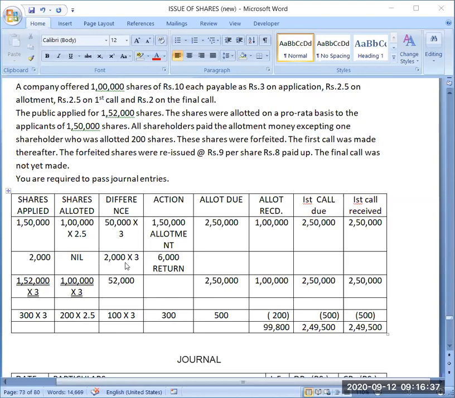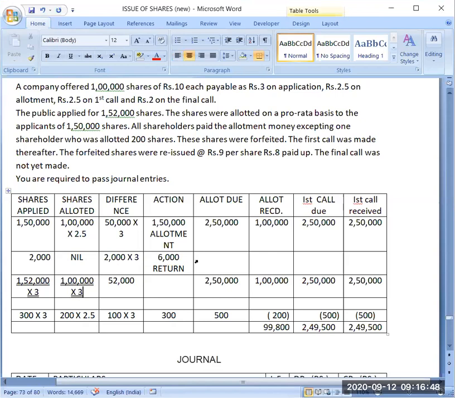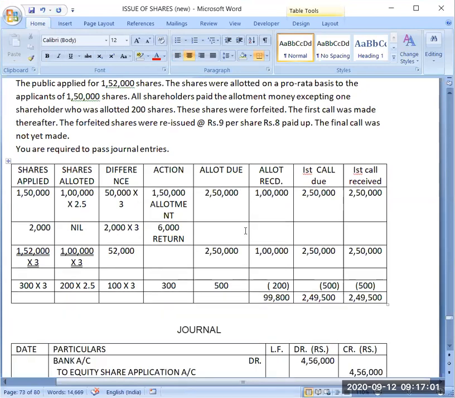Same. 250,000 on first call, and it will be receiving 250,000. Final call was not made in this question. 2,000 shares made neither allotment, so that's why just 6,000.